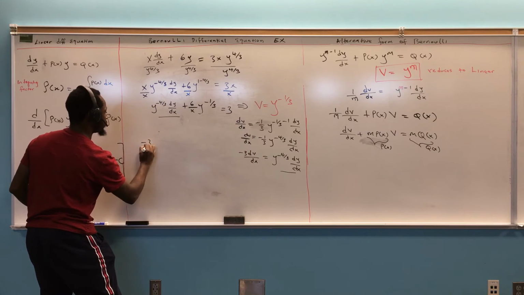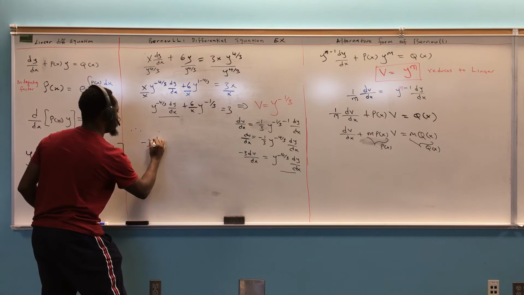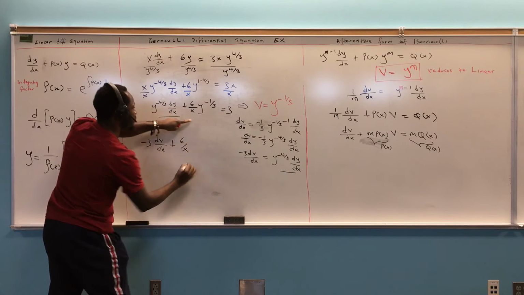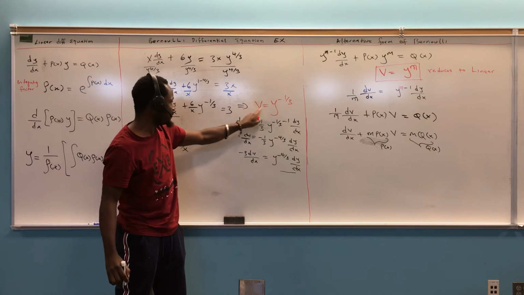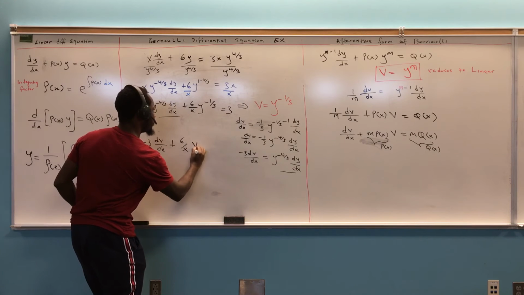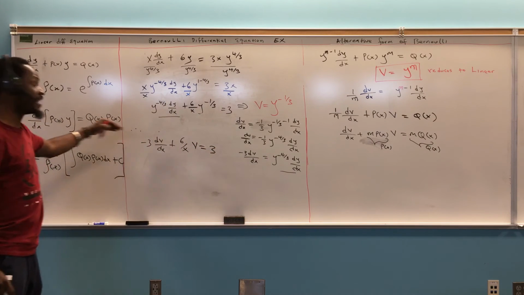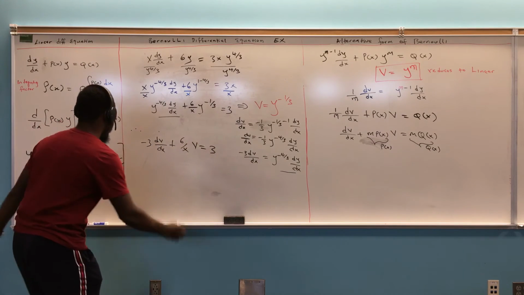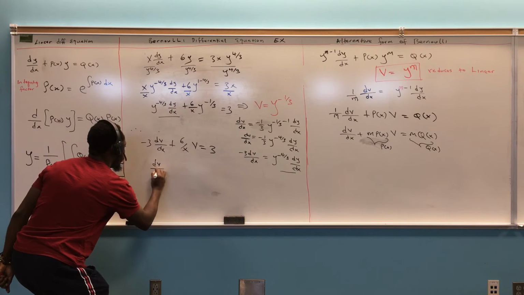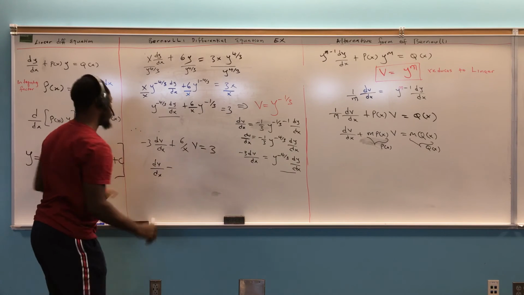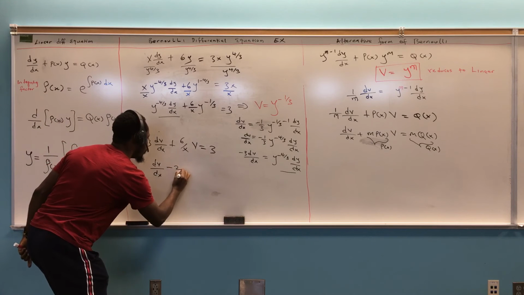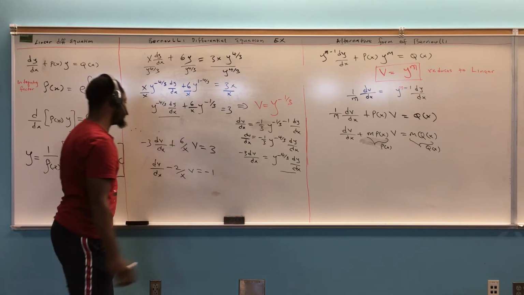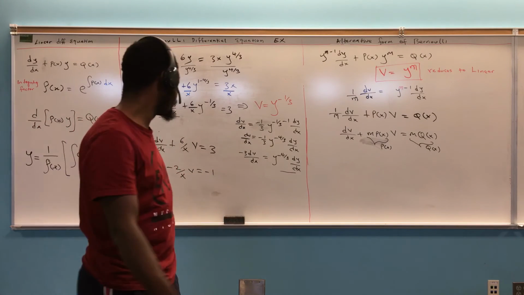So we have minus 3 dv dx plus 6 over x. This is what? My v. Remember, v is equal to y to the power 3. Now I need to divide all through by minus 3. And then it will give me dv dx minus 6 over 3, which is 2 over x v, equal to what? Minus 1. Simple and clear.